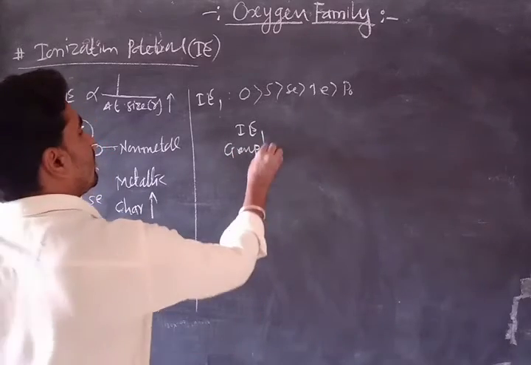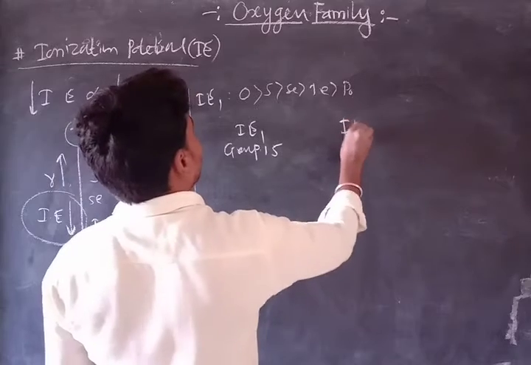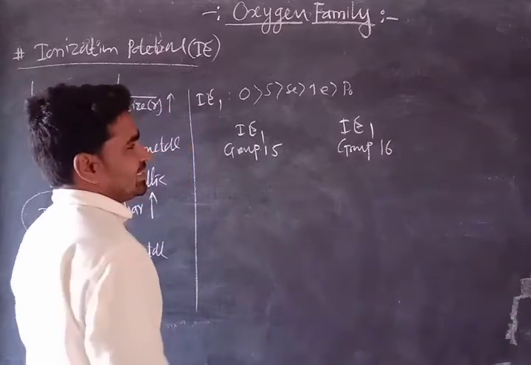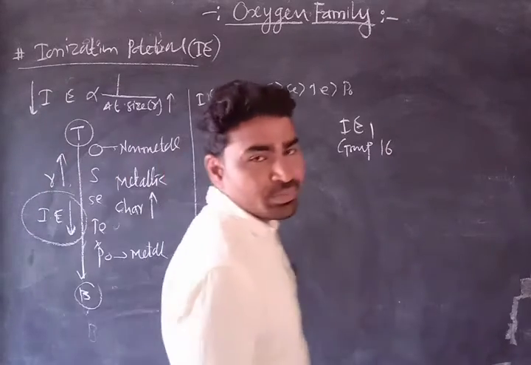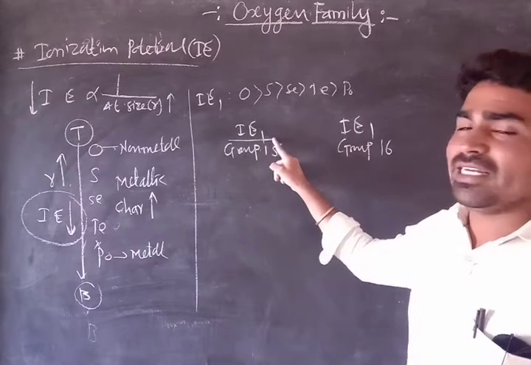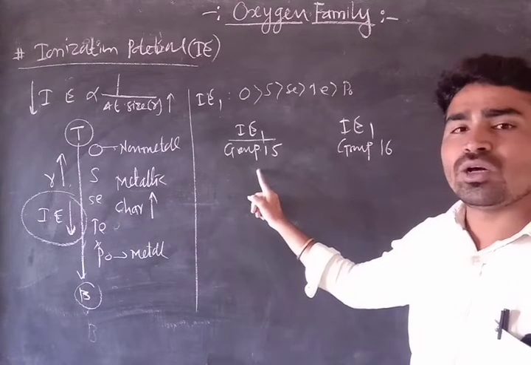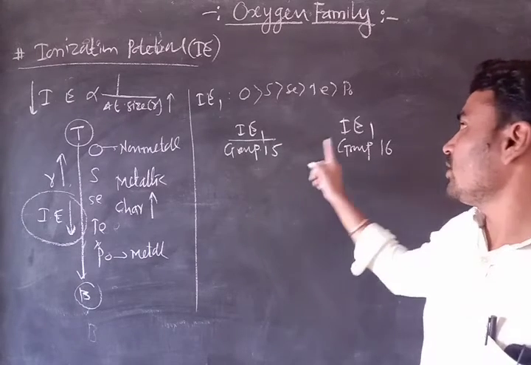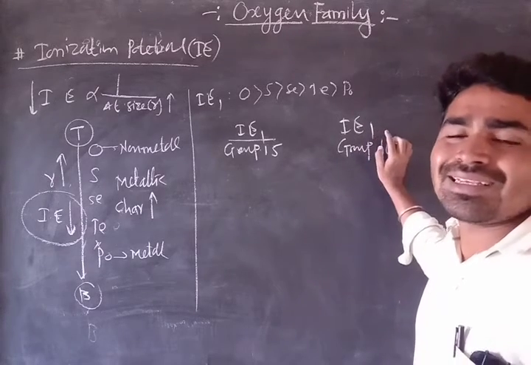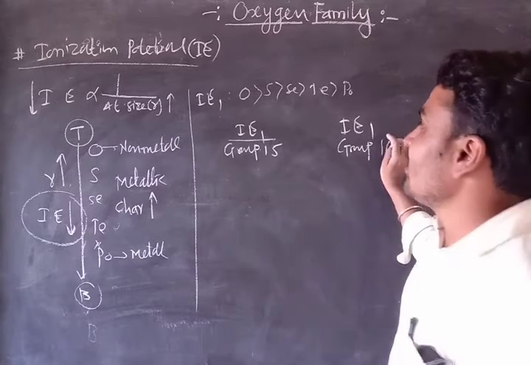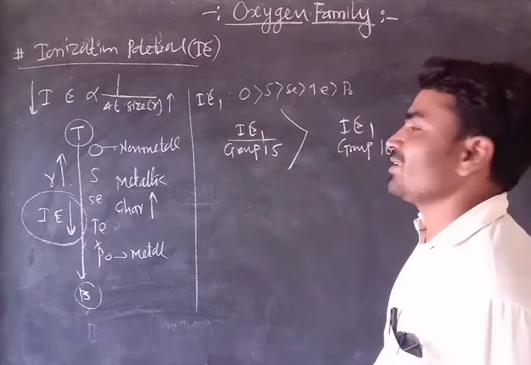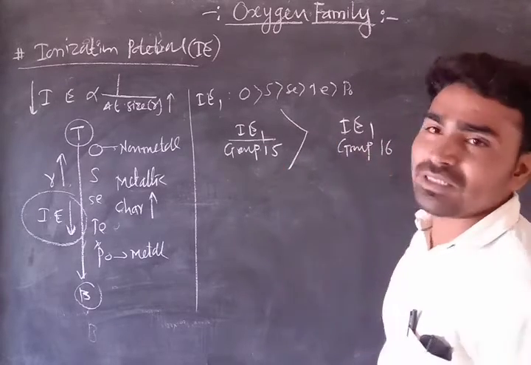But when we compare the first ionization energy of group 15 with the first ionization energy of group 16 elements, that is the oxygen family, what do you think? Whose ionization energy will be greater? Here the first ionization energy is the energy required to remove the first electron of the group 15 element, that is the nitrogen family, and of the oxygen family. Practically, the first ionization energy of group 15 elements is greater than the first ionization energy of group 16 elements.